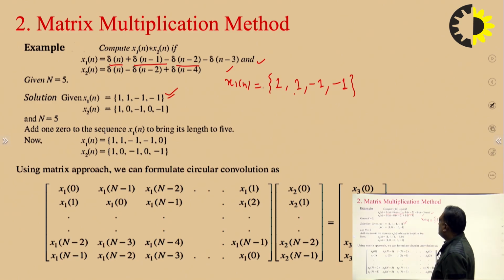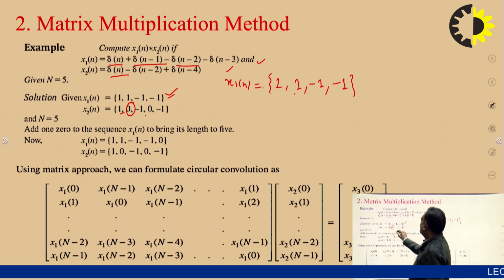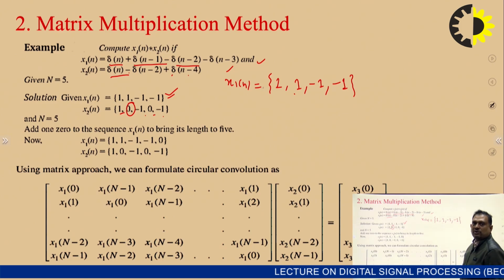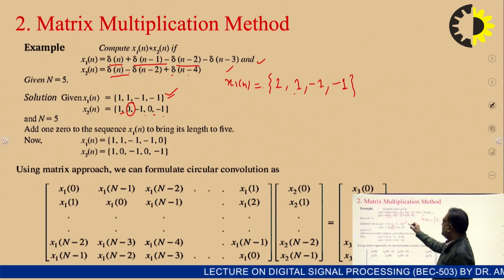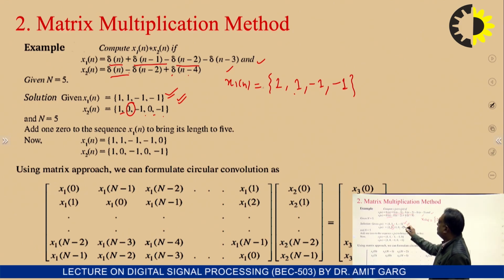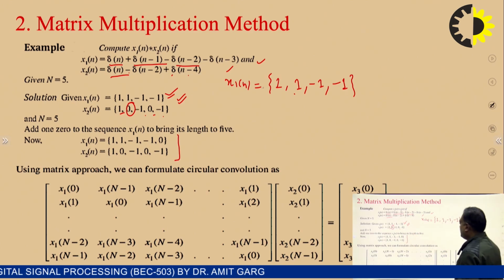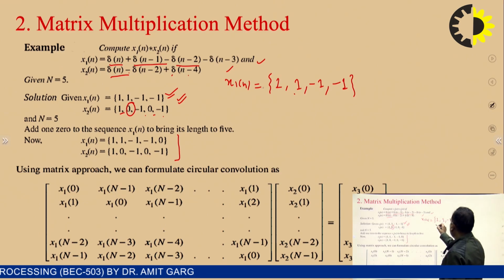And in a similar manner for x2 of n, you can see delta n means the first value is 1, the delta n minus 1 element is missing, so nothing is at n equals 1. So this value is 0, then again the element is minus 1, then this value is 0, and again the element is minus 1. Now, because we have to apply circular convolution, both the sequences must be of equal length. So what we will do? We will add one extra 0 to the sequence x1 of n, so that we are having these sequences like this. So now we can easily solve this.